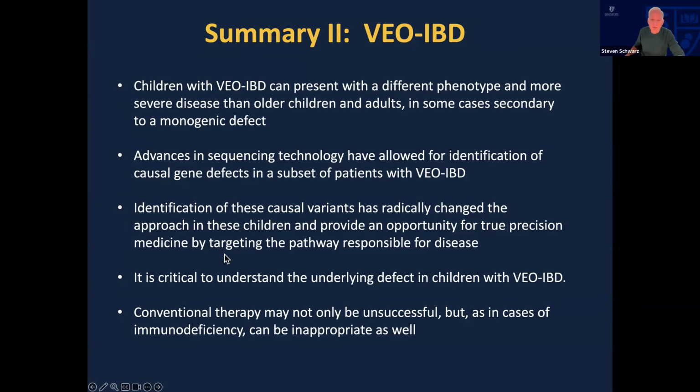It is critical to understand the underlying defect in children with very early onset IBD. And again, remember that conventional therapy may not only be unsuccessful, but in the cases of immunodeficiency can be inappropriate as well. So I hope I've given you a background of genetic determinants of disease. It still is a subject which is often confusing to me, and I think to all of us, but we have to learn as we go. So that is it for today.